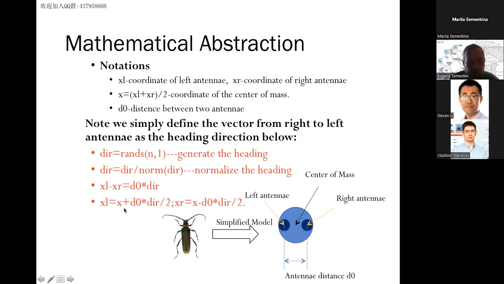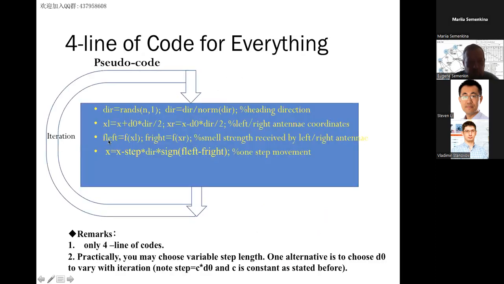After we determine that, because we have the location of the center of the beetle, which is X, the left antenna will be located in this position. XL is equal to X plus D0, the distance between the two antennas, times direction. This is a directional vector divided by 2, and the right antenna location will be this one. And after that, what we do is the evaluation.